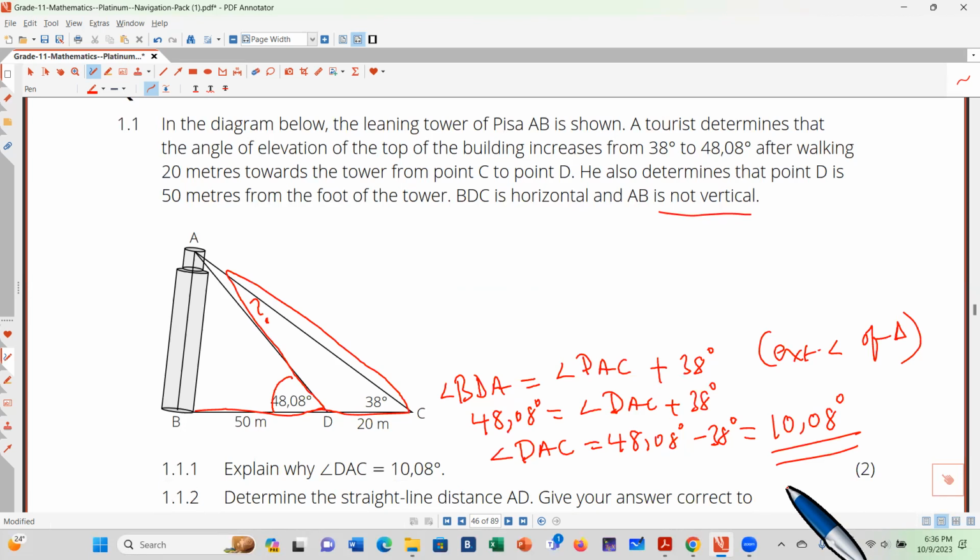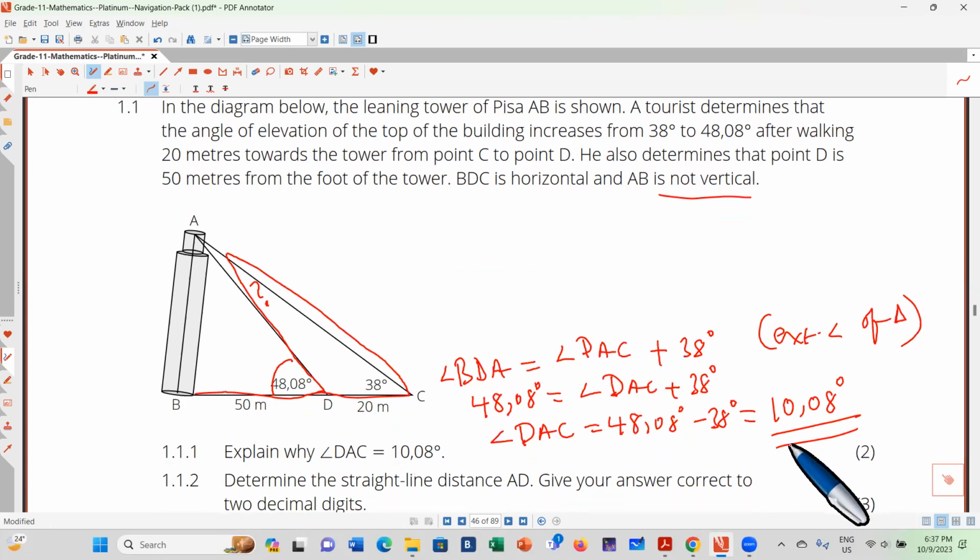That is what we're getting. So yeah, we have that. Let's look at the next question. They're asking the question now, determine the straight line distance AD. Give your answer to the nearest two decimal digits. They want AD.